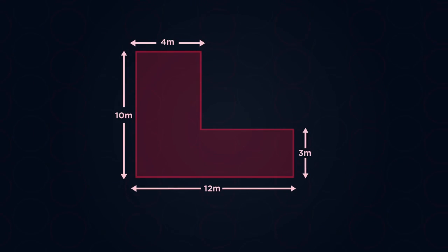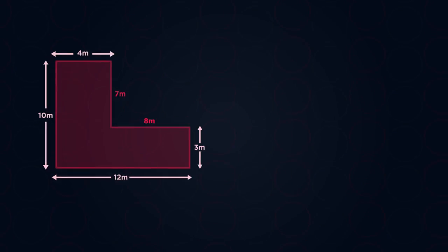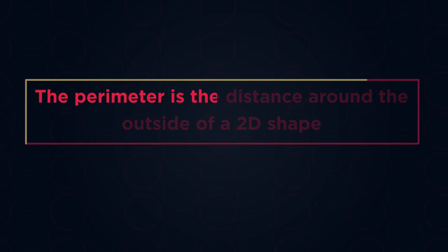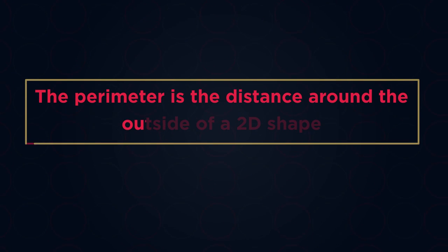The other shape needs a little less work. Simply work out the missing dimensions of 7 meters and 8 meters, and then add them up as you normally would. So from this video, you should know that the perimeter is the distance around the outside of a 2D shape. And you've practiced finding the perimeter for simple shapes, compound shapes, and even circles.